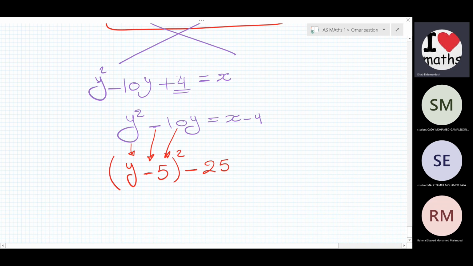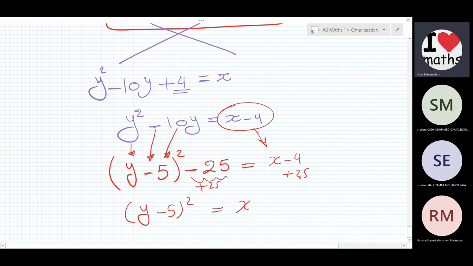So I have here (y minus 5) all to the power of 2 minus 25 is equal to, I just worked on this part on the left, and then x minus 4 stays as it is, x minus 4. Then I need to complete. What should I do in this case? I'll take the negative 25 to the other side. So I have here (y minus 5) squared is equal to x minus 4 plus 25, and that gives x plus 21.